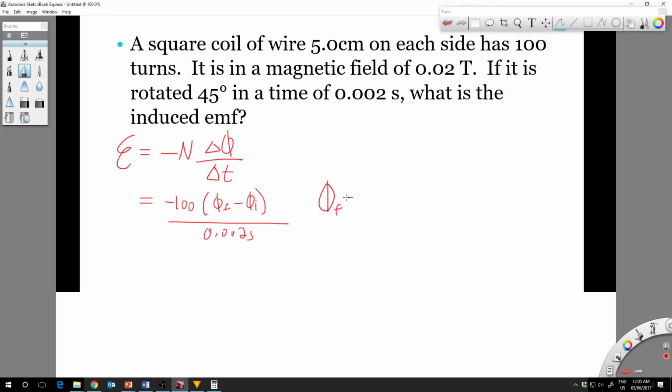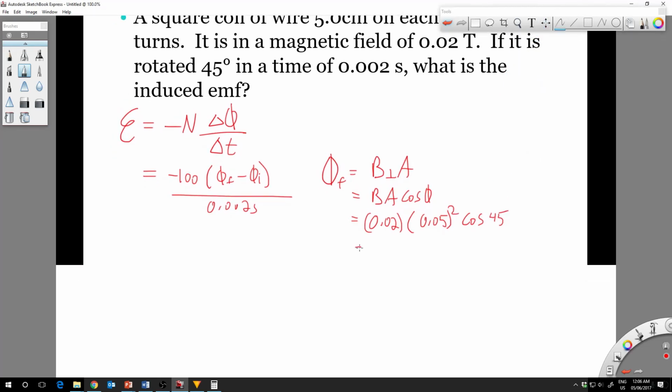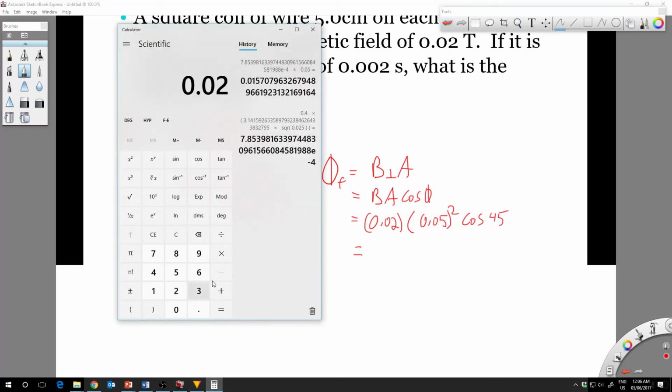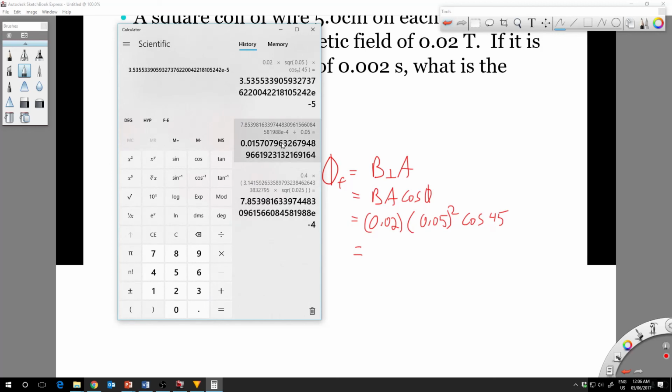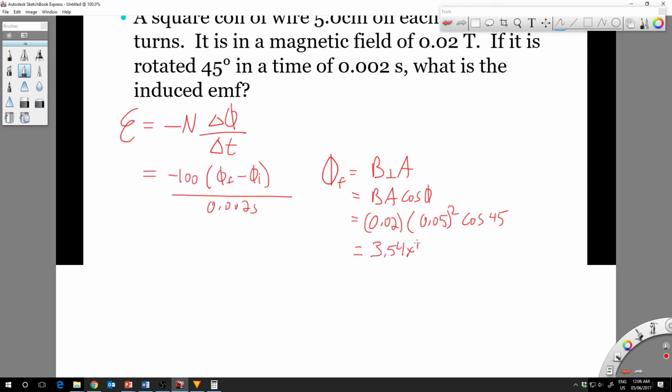Now the final flux will be B times A, but since we're rotating, we'll go B times A times cos theta, which in our case will be 0.02 Tesla times 0.05 squared times cosine 45. Now, I believe cosine 90 is 0, and 45 is something else. So let's calculate this. Our final flux is 0.02 times 0.05 squared times cos 45, which equals 3.54 times 10 to the negative 5.